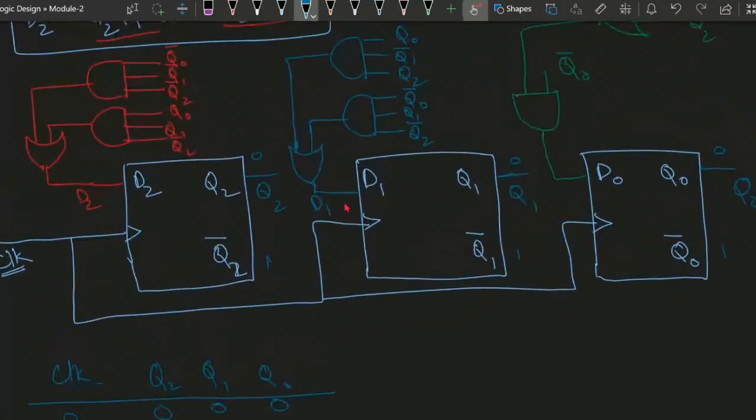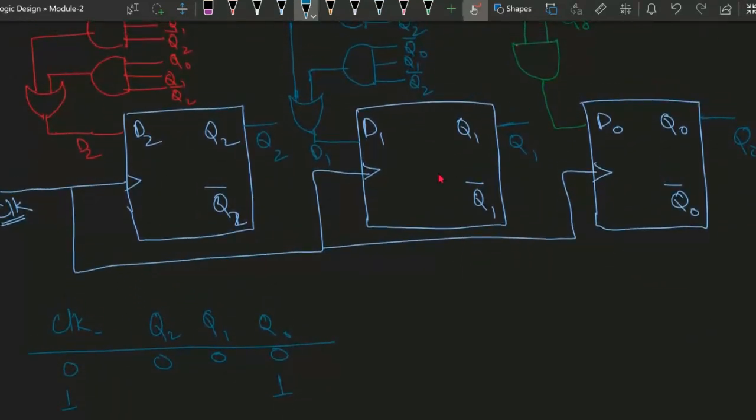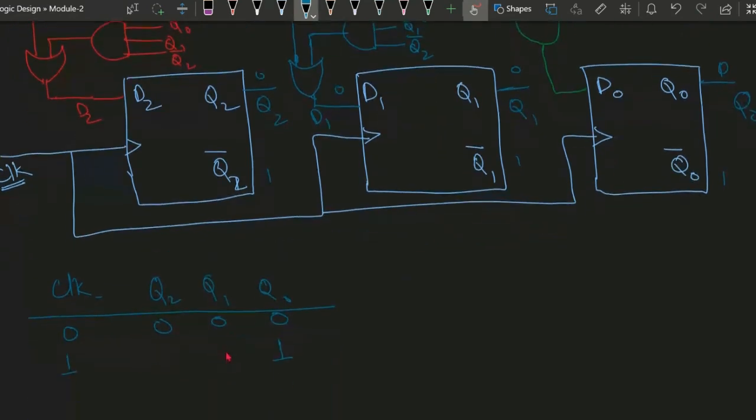Similarly, for the second one, we are just verifying whether we have got the correct one or not. If it is 0, 0, 0, all of them 0, this will be 1, this will be 1 again, this is 0, 0, 0, and this is 1. For this output, if any of it is 0, it becomes 0. Here also, if any is 0, so all are 0, it will be 0. So overall, Q1 will become 0.